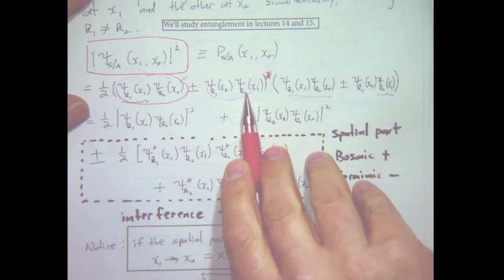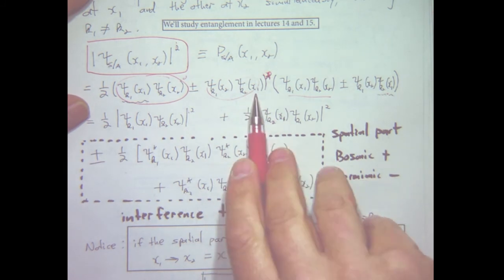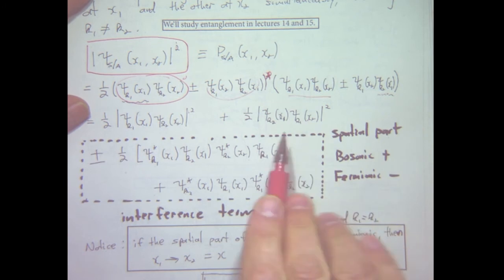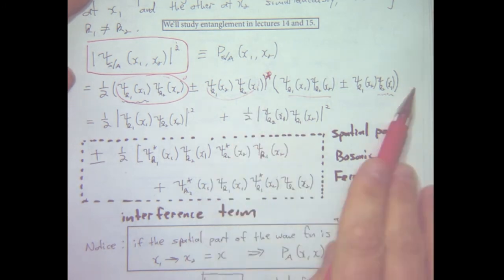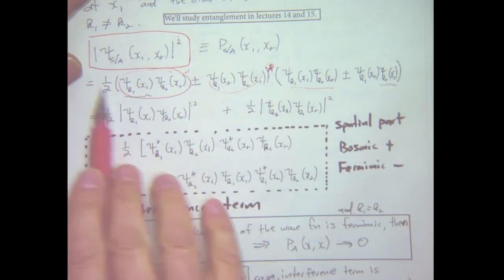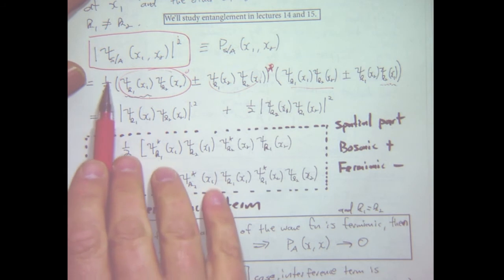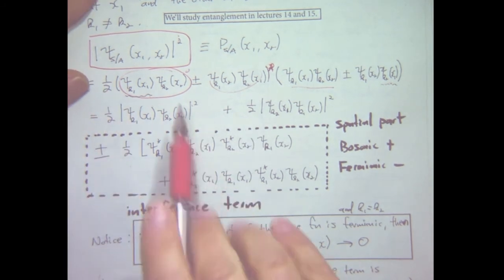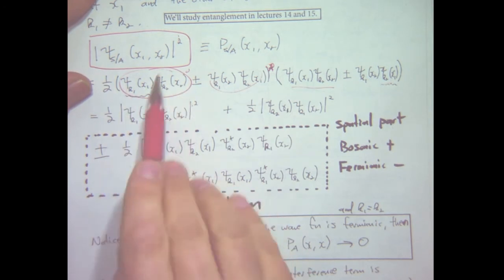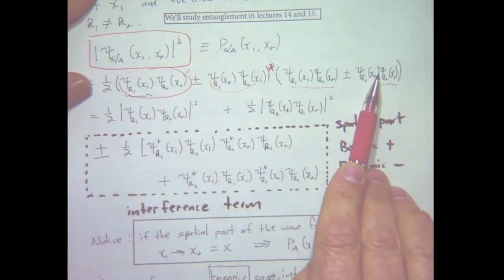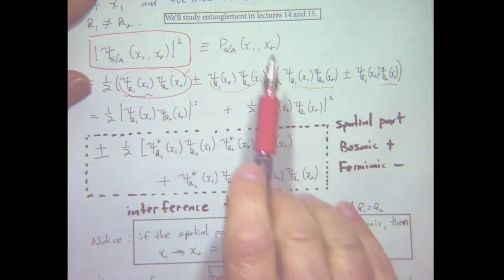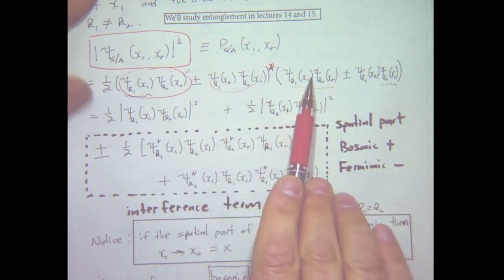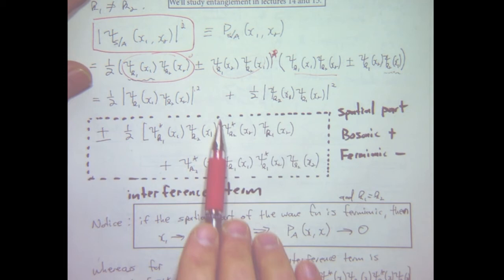So this is psi k2 x1, psi k2 x1, psi k1 x2, psi k1 x2. So that's the modulus of that squared. And a half comes out from the fact that it's 1 over square root of 2 times 1 over square root of 2. But then you have the complex conjugate of that times that, and the complex conjugate of that times that. So you've got these cross terms.